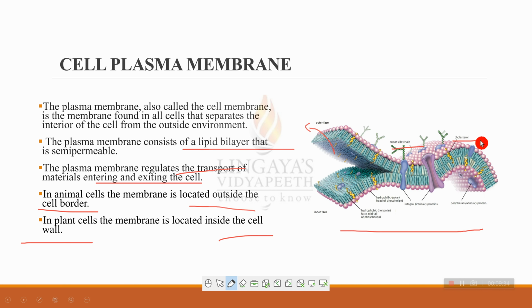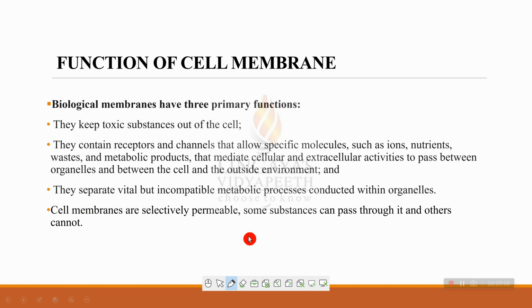It consists of sugar side chains, cholesterol, peripheral proteins, integral proteins, the hydrophilic layer of the head of the phospholipid, and the hydrophobic fatty acid tail. This is the inner space, how it looks.